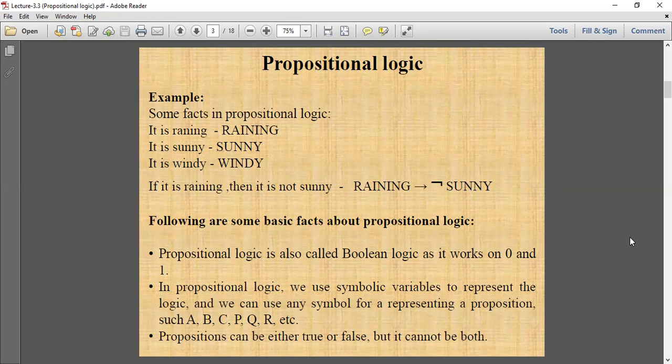Following are some basic facts about propositional logic. Propositional logic is also called Boolean logic as it works on 0 and 1. In propositional logic, we use symbolic variables to represent the logic, and we can use any symbol for representing a proposition such as A, B, C, P, Q, R, etc. A proposition can be either true or false, but it cannot be both.